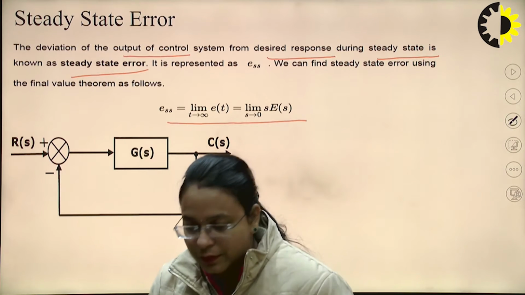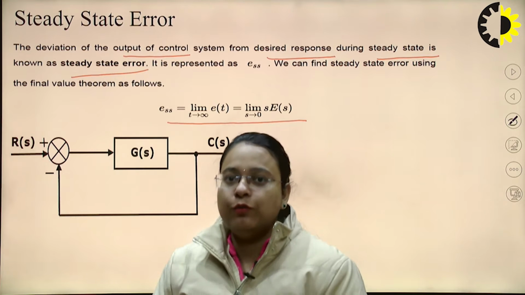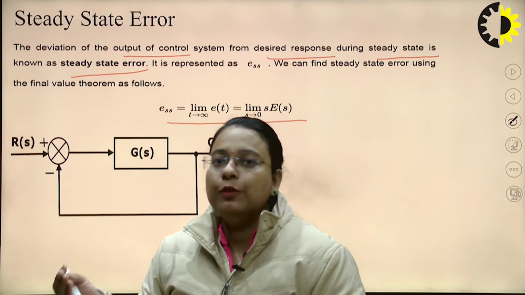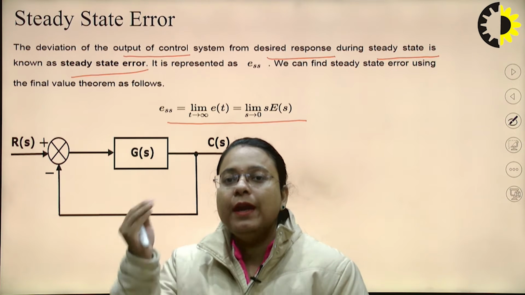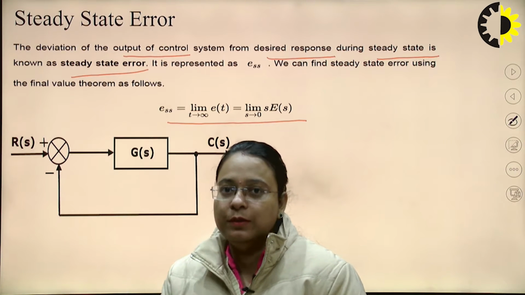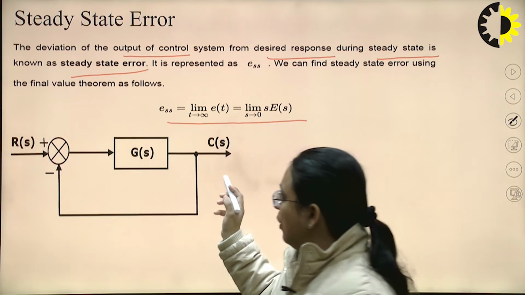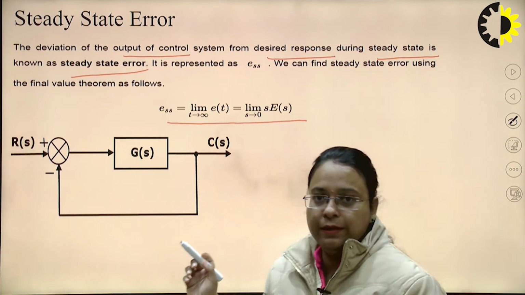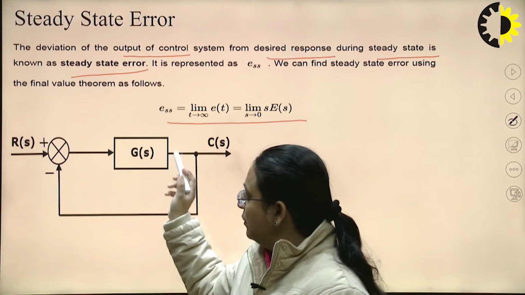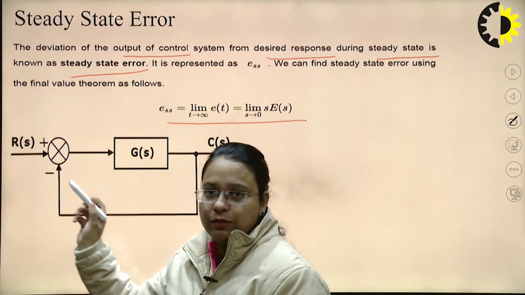Steady state error is the index of accuracy of any control system, so the steady state error should be as minimum as possible, right? This is the block diagram that I have taken to derive the expression for the steady state error. This is a closed loop control system with unity feedback, and it has negative feedback.